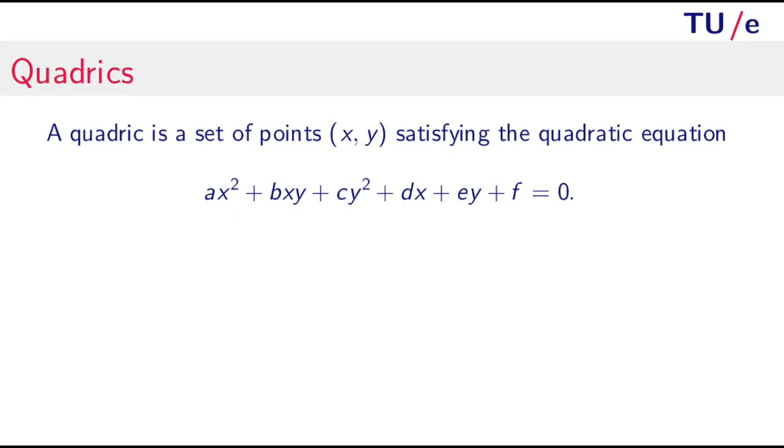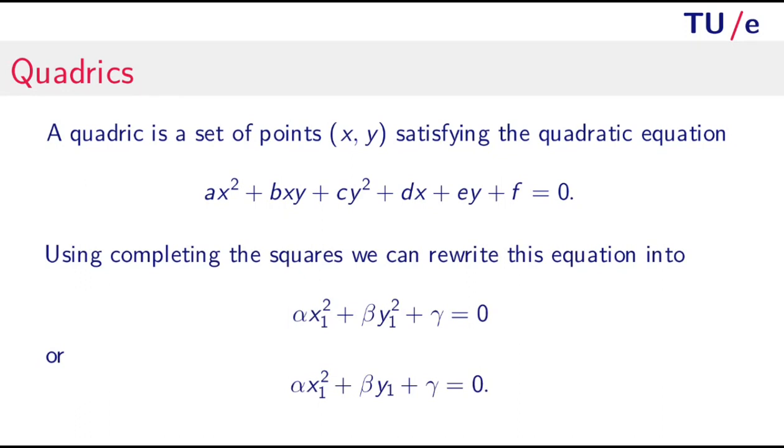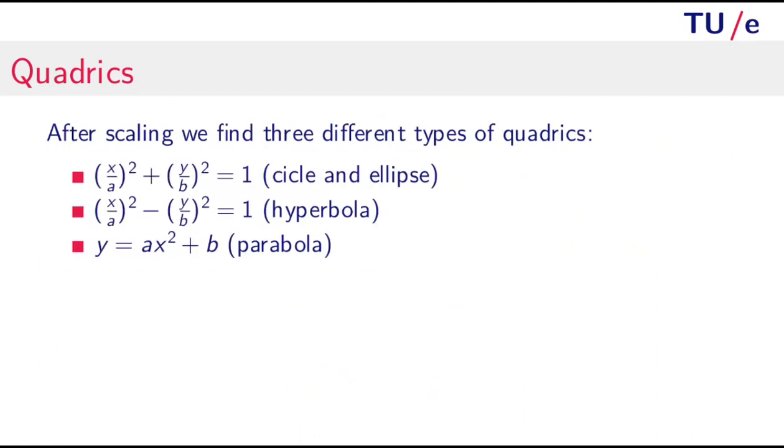But if we use completing the square, then we can make this equation a lot simpler, and we can rewrite it to an equation of the form alpha x1 squared plus beta y1 squared plus gamma is equal to 0, or alpha x1 squared plus beta y1 plus gamma is equal to 0, where alpha, beta and gamma are just constants. So there are only 3 constants involved now. After scaling, we can even restrict to 3 types that are familiar to us, namely an ellipse, a hyperbola, or a parabola.